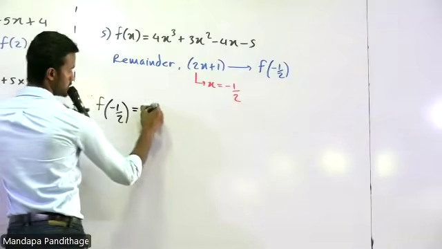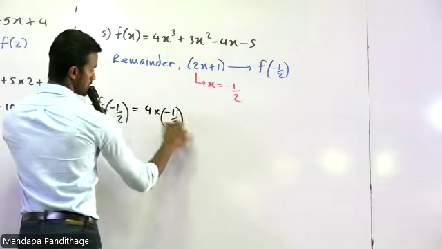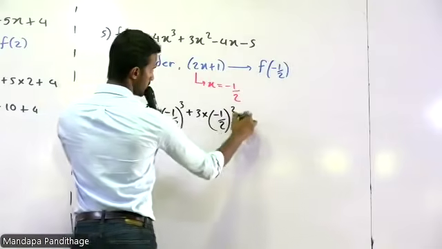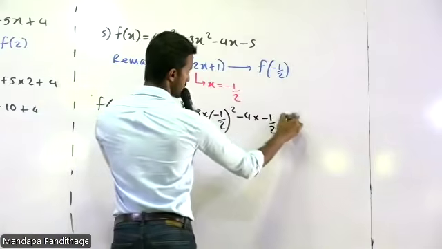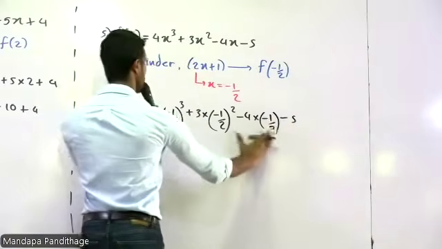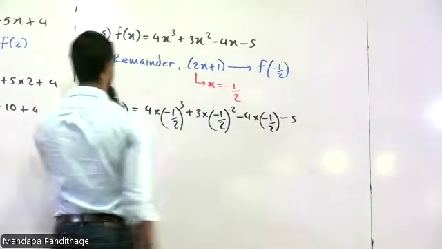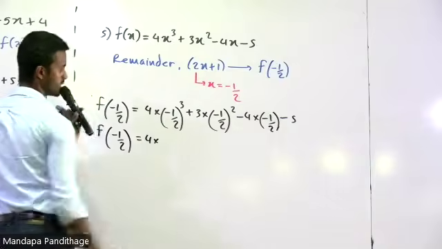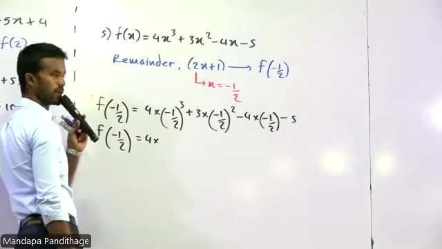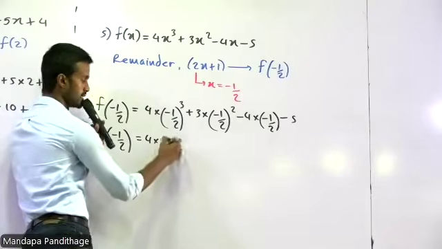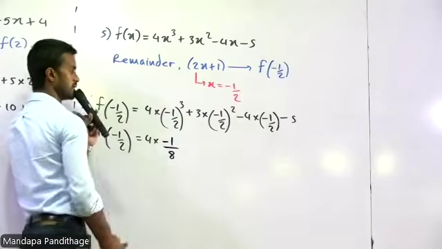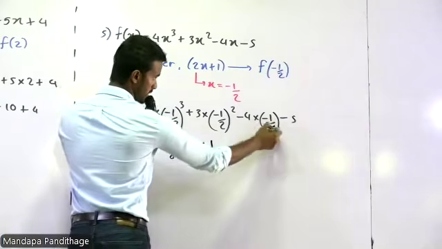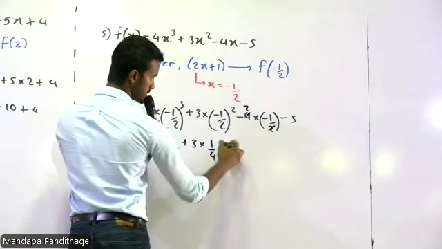F minus half is 4 into minus half cube, 3 into minus half squared, minus 4 into minus half, minus 5. So when you simplify this, it's 4 into minus 1 over 8, since the cube of a minus is minus. But minus half squared is 1 over 4. You can see these two cancel off. Minus 2 into minus 1 is plus 2.